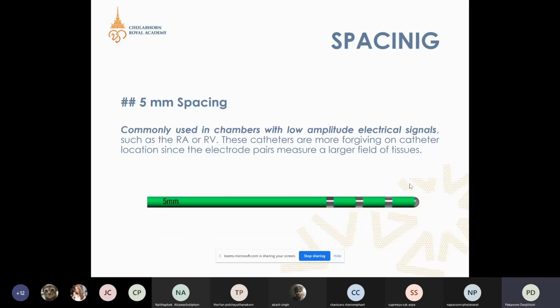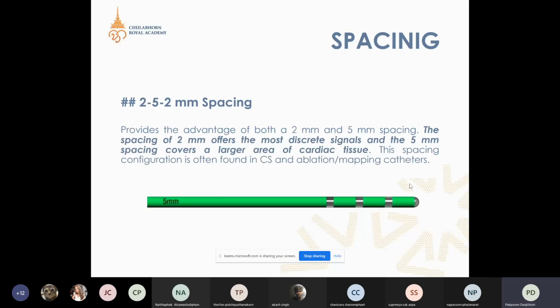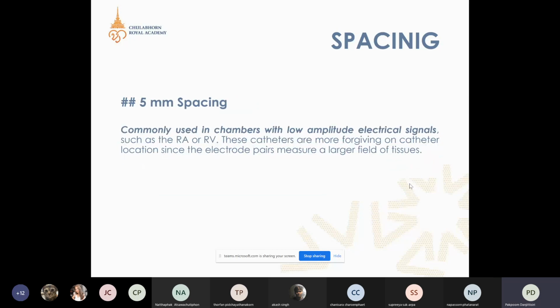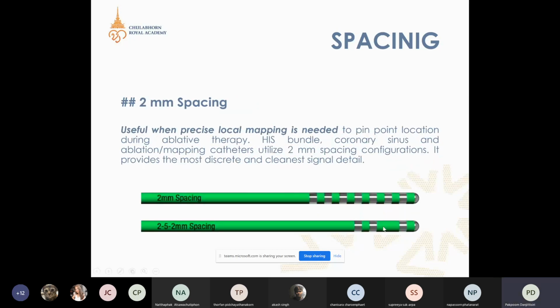The 5 millimeter spacing is commonly used in chambers with low amplitude electrical signals, such as in the RA or RV. But actually, in the RV, the doctor often uses 10 millimeters instead. The 2-5-2 millimeter spacing, sorry, with this picture, the 2-5-2 millimeter spacing will be like this.